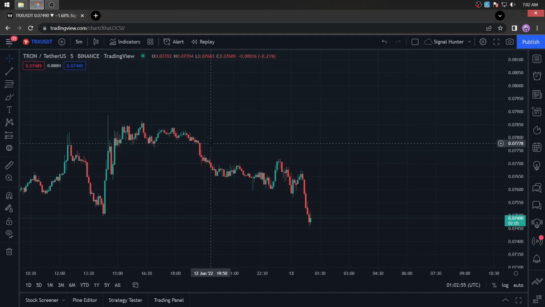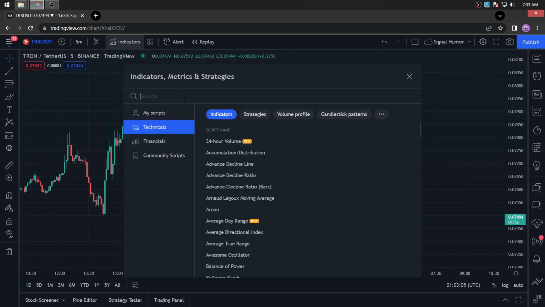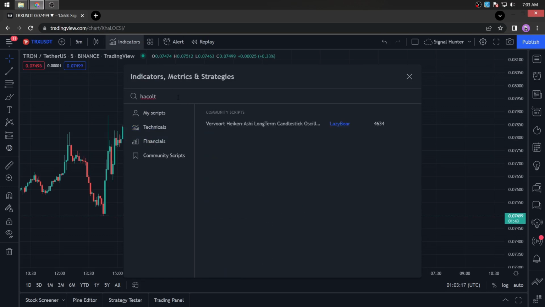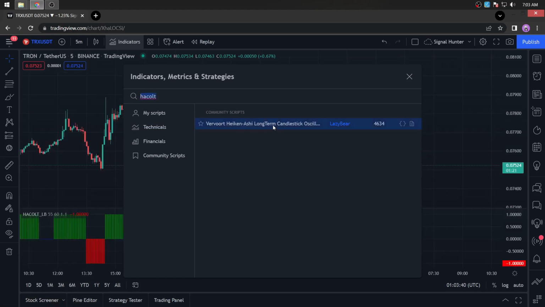So now I have to add our two indicators. I simply go to the indicator library. Our first indicator is HACALT, so I simply type HACALT here. Once I type it, you can see one indicator, Barbot Heiken-Ashi long-term candlestick oscillator by Lazy Bear. This one, the short form is HACALT. So I simply click to add it on my chart. Okay, we have successfully added our first indicator.